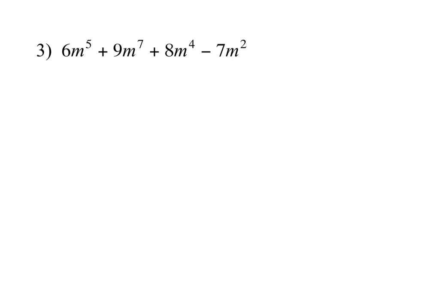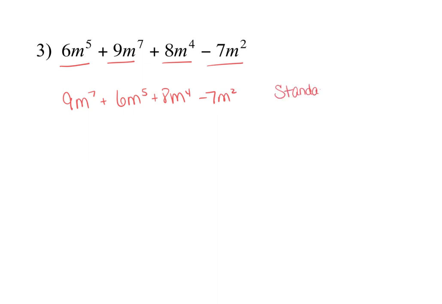So I'm going to look and find my highest degree, which in this case is the 7, and I'm going to put that first. So I would say 9m to the 7th is first, plus 6m to the 5th would be next, 8m to the 4th, and then negative 7m squared. So this answers the first piece of it, which is standard form.